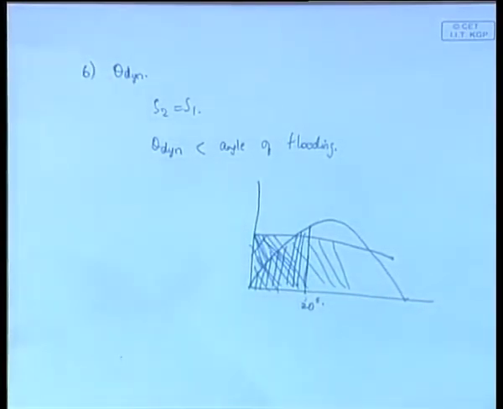So, what happens? Initially the wind keeps acting, it keeps giving some energy to the ship, it keeps heeling. Then let us say the wind stops, but still the ship has some energy, because the wind has given it some energy, right. So, it keeps heeling further. That final angle to which it heels is what we are calling theta dynamic. Now, that should be less than the angle of flooding.